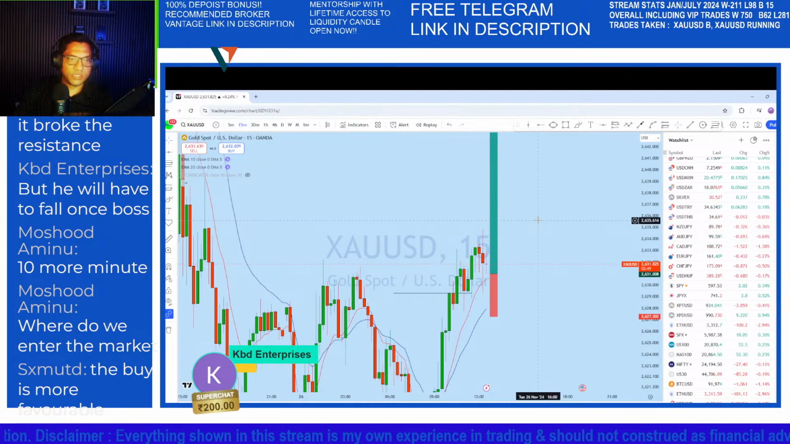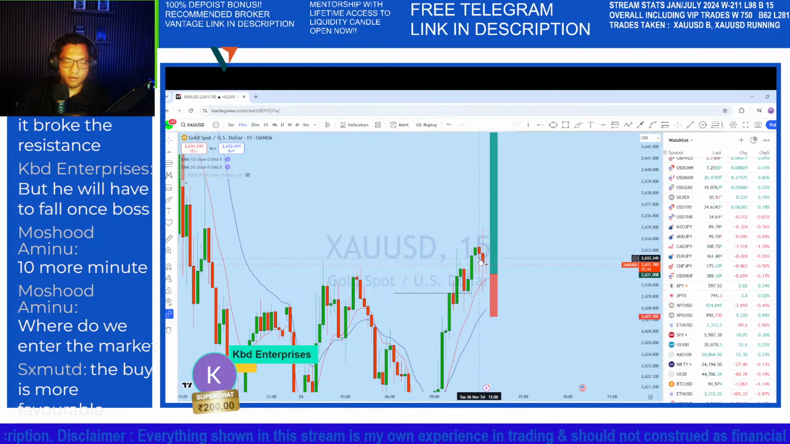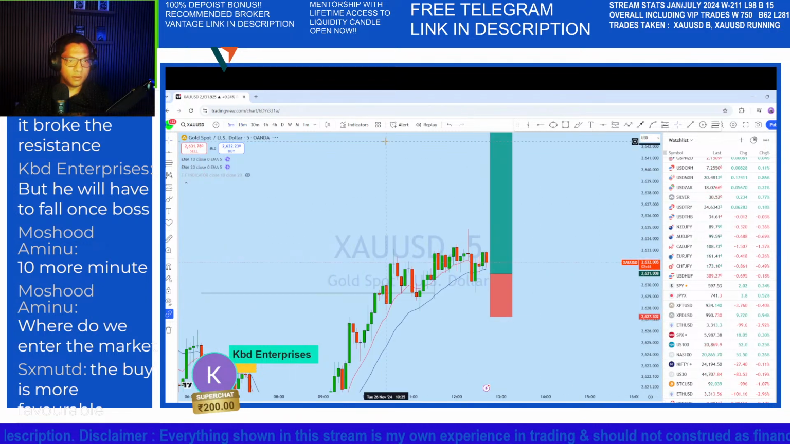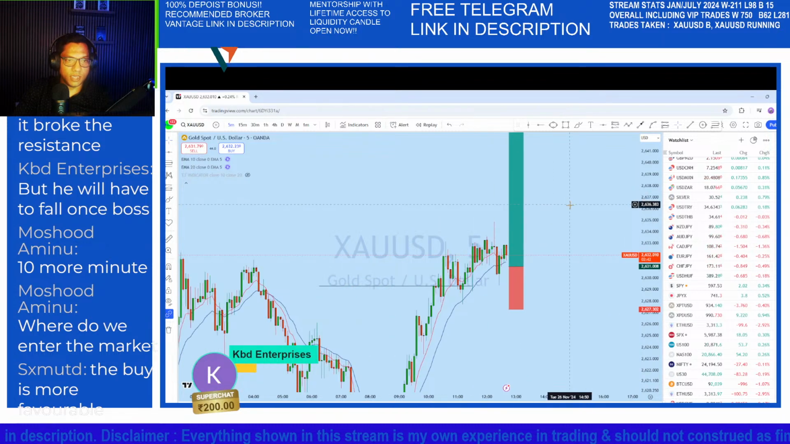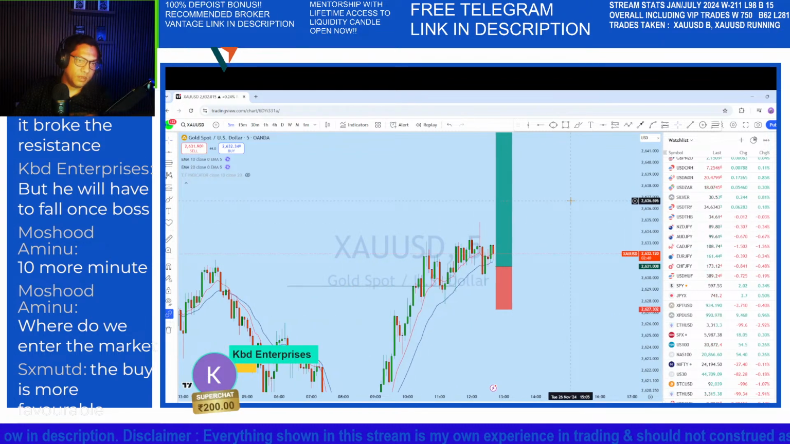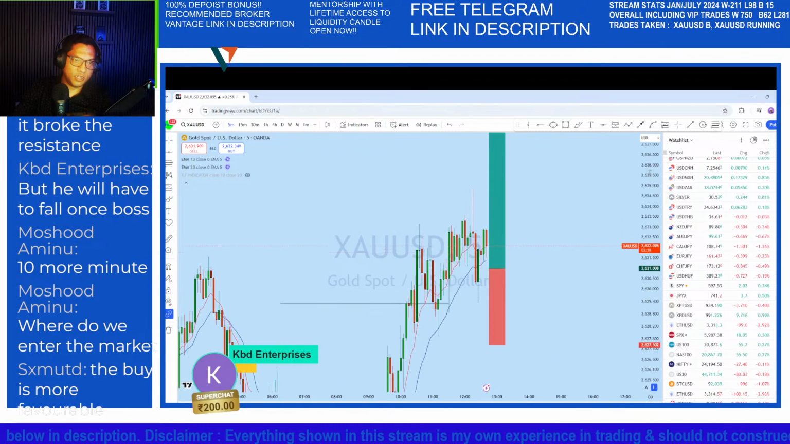And this 15 minutes candle, we want to see that it's remaining here, and then we can expect it to bounce back up and then continue to rise to create a new higher high.